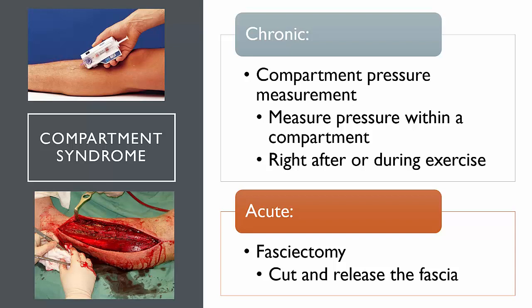Exertional compartment syndrome, on the other hand, can be treated conservatively with physical therapy, orthotics, and anti-inflammatory medications. If that does not work, then surgical intervention may be necessary.